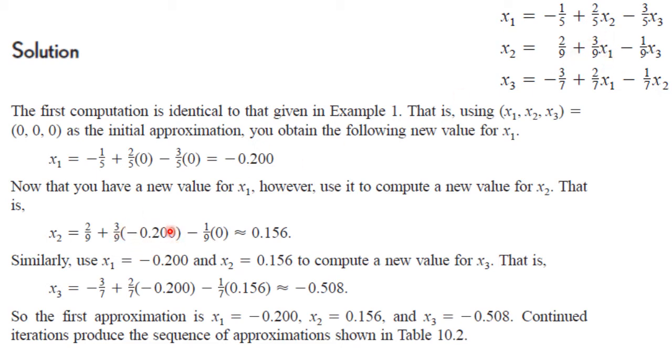So student, what was the x1 value, new value? Minus 0.2. And x3, you didn't calculate yet. So use the previous value, that was the zero value. So that is 0.156. Similarly, students, now the new values are x1 is equal to minus 0.2 and x2 is the new value here, that is 0.156, to compute the value of x3. So x3 is equal to this, you put this value and this value. So that is minus 0.508.